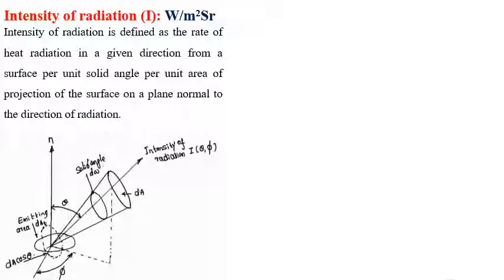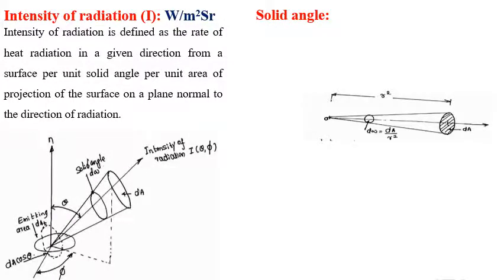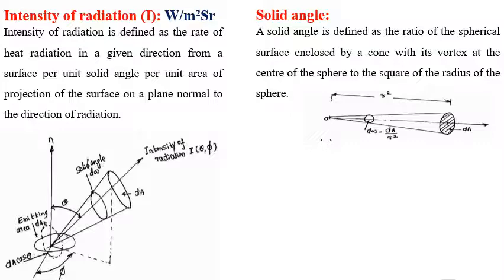Now we will see what exactly the solid angle means. A solid angle is defined as the ratio of the area of the spherical surface enclosed by a conical surface, with the vertex of the cone at the center of the sphere, to the square of the radius of the sphere.